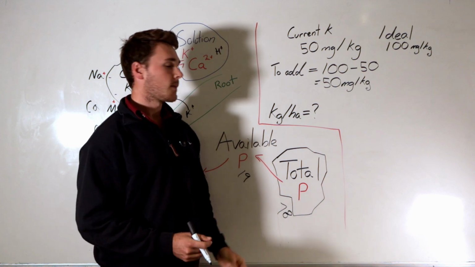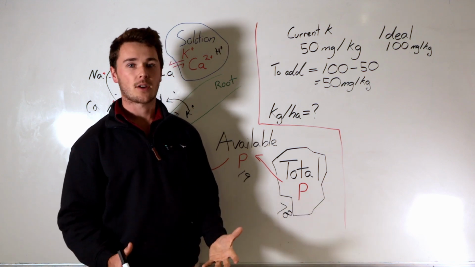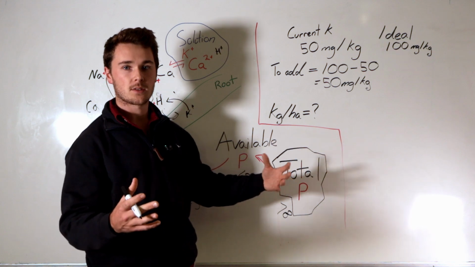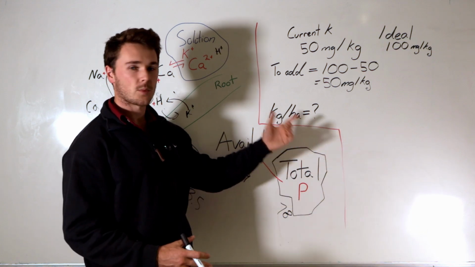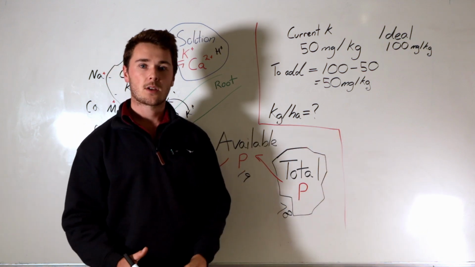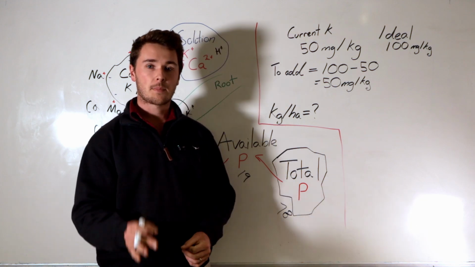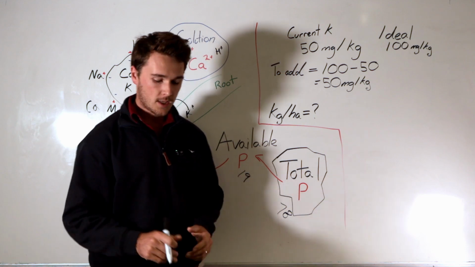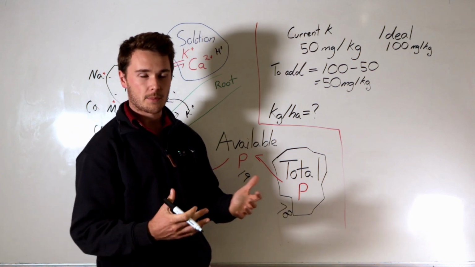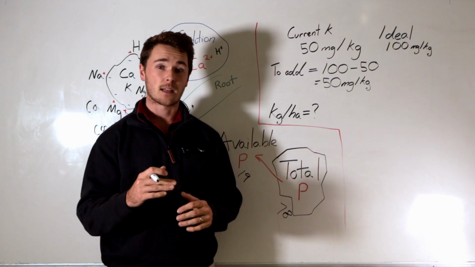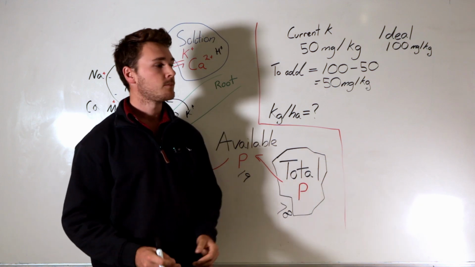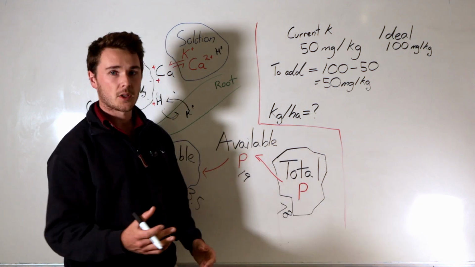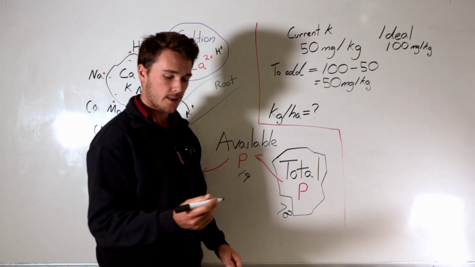So what do we need to do? We first need to figure out how many kilograms of soil there is so that we can work out what we need to apply. So how many kilograms of soil is in a hectare? It depends on what depth we want to apply it to. So in most applications, we want to be applying it to 10 centimeters, or we want to work on 10 centimeters. We could also work on 15 centimeters. It really depends, but 10 centimeters is the go.